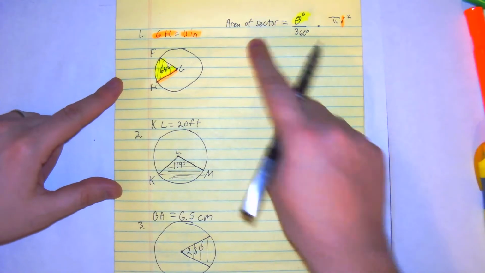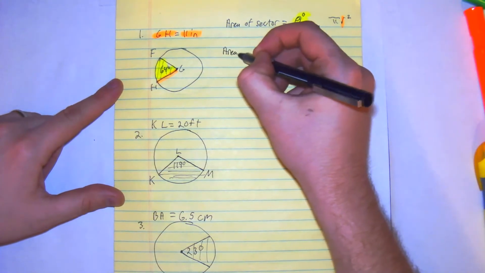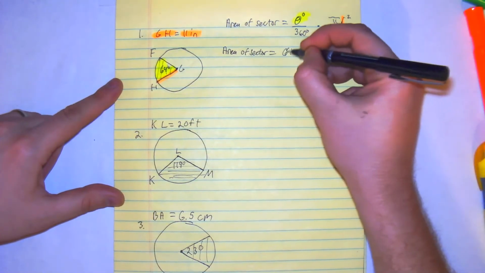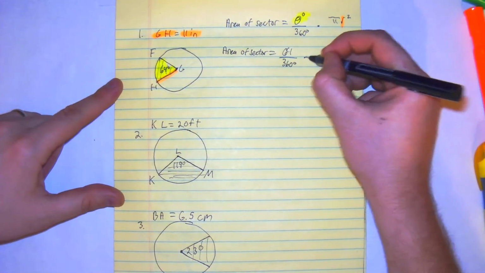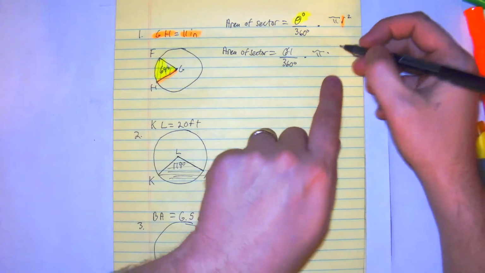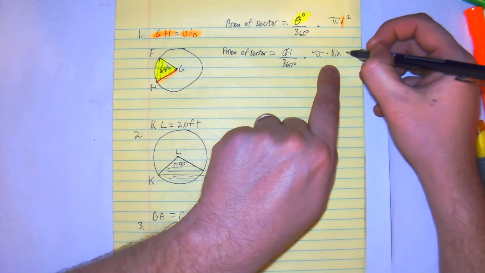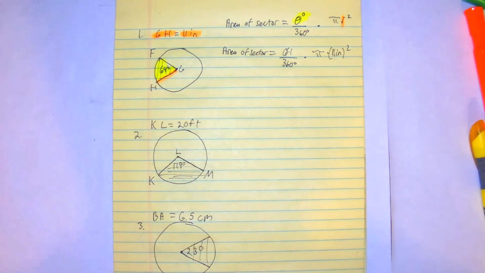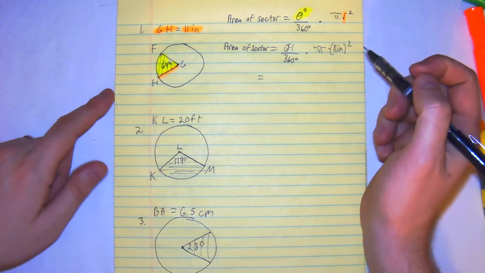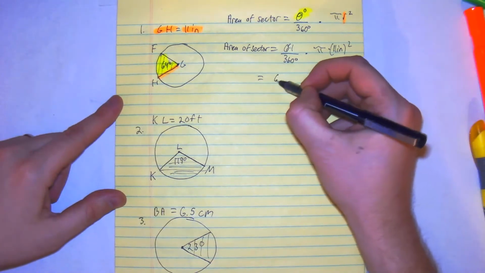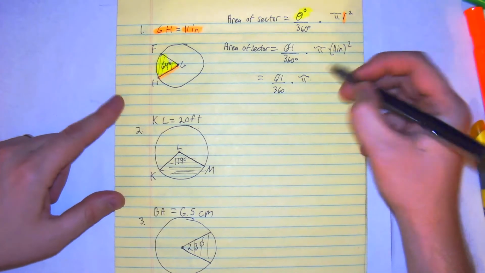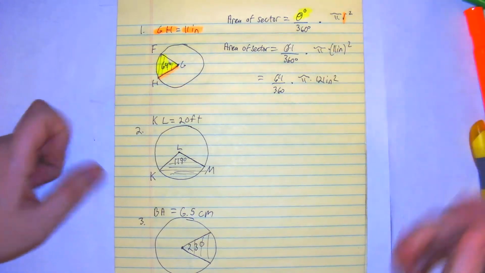Alright, so area of a sector is equal to 64 degrees divided by 360 times pi times 11 inches squared, or 11 inches, and you square everything. From here, we have everything is equal to 64 divided by 360 times pi times 121 inches squared.